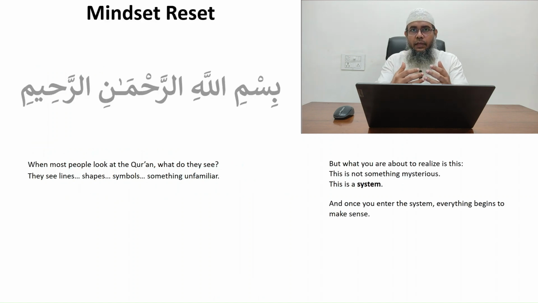So what we are interested in is developing a mindset reset. On the screen, you can see some text. When most people look at the Quran, what do they see? They see lines, shapes, symbols, something unfamiliar. But what you are about to realize is this. This is not something mysterious. This is a system. And once you enter the system, everything begins to make sense.